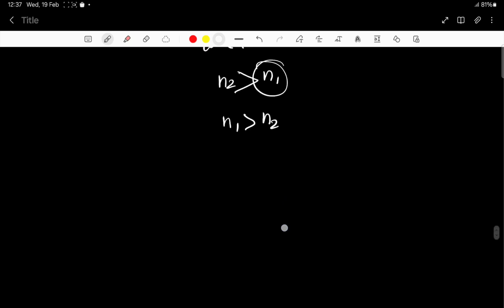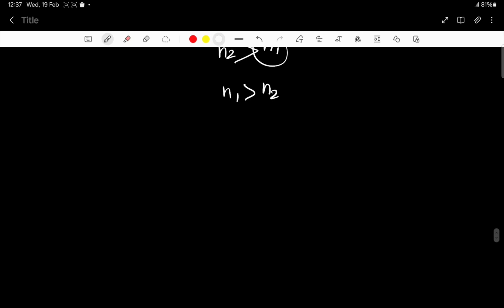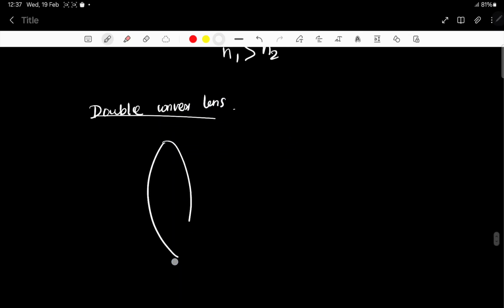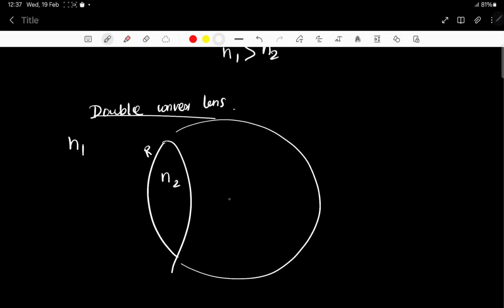For example, if you consider a double convex lens, we will have two surfaces and its refractive index is N2. The surrounding medium has the refractive index of N1. Let us say that this surface is surface 1, its radius is R1, and this surface has a radius of R2.